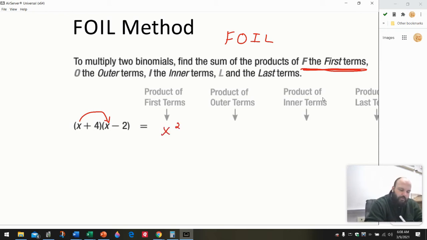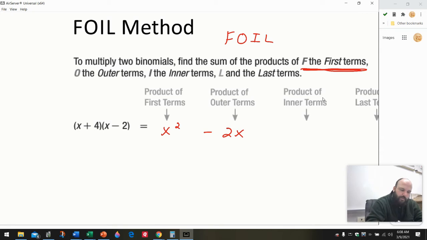Now, after we multiply the first terms, the next letter is O, which stands for the outer terms. So we are now multiplying the outer terms of these two expressions. Again, the outside terms, in this case, it's the x and the negative 2. So x is multiplying negative 2. So x times negative 2 is negative 2x.